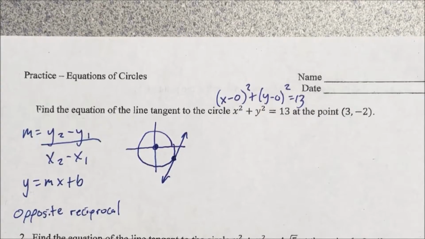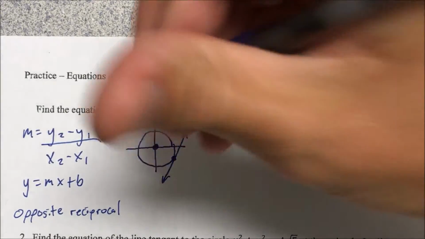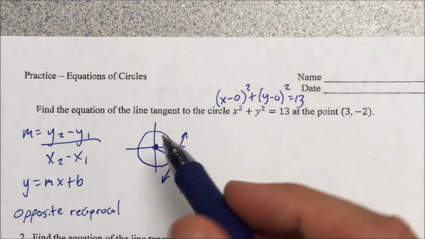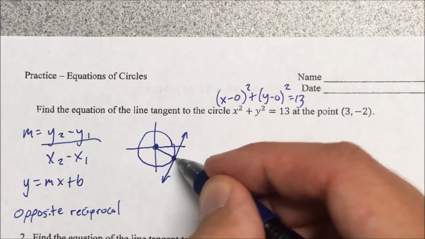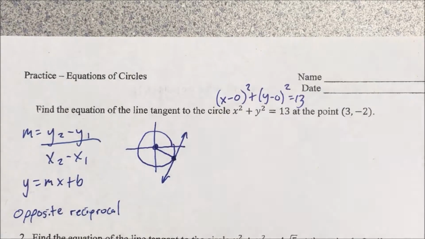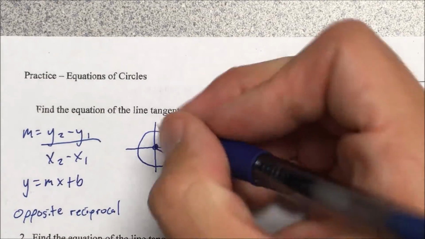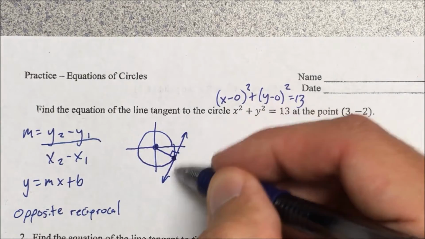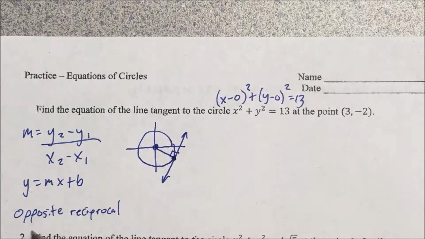The next thing I need to make sure that I know is that the radius of a circle at this point of tangency, and this tangent line, are perpendicular to each other. So they form a right angle right here. And that's where the opposite reciprocal comes into play. The slopes of perpendicular lines are the opposite reciprocal of each other. So that's a big deal here in a little bit.